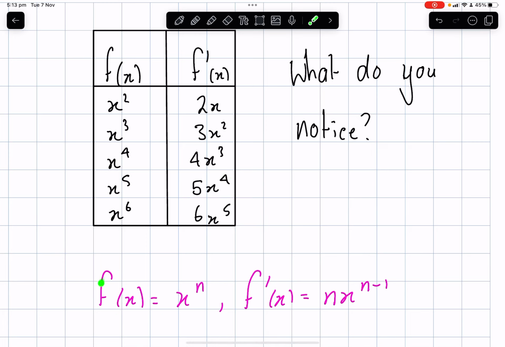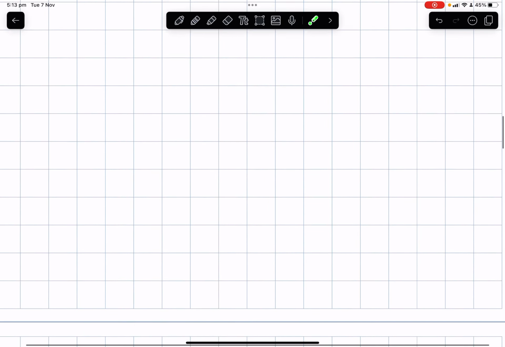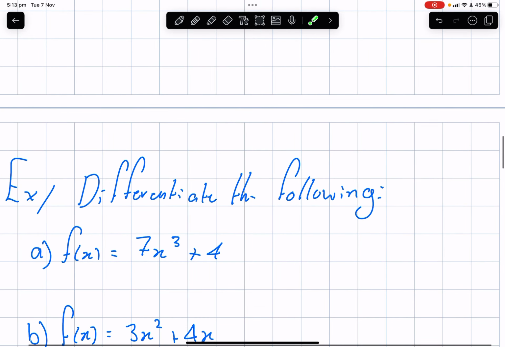So if we see a term of x to a power, we're going to call this the power rule of differentiation. We bring the power out the front and we drop the power down by 1. So really handy rule because it's going to save us a lot of time. So let's have a look at the following.